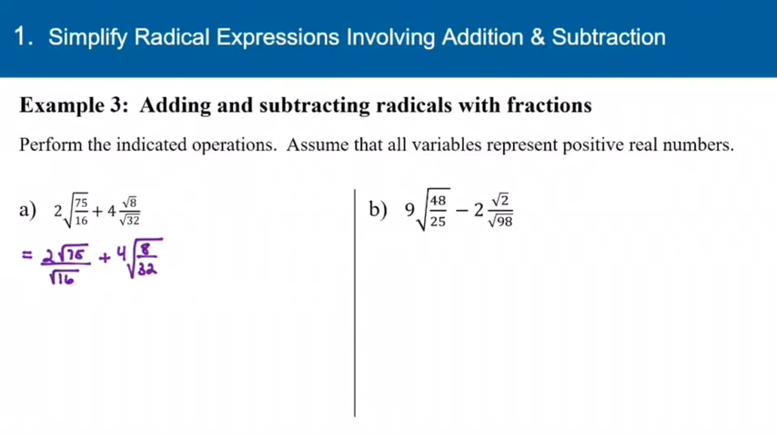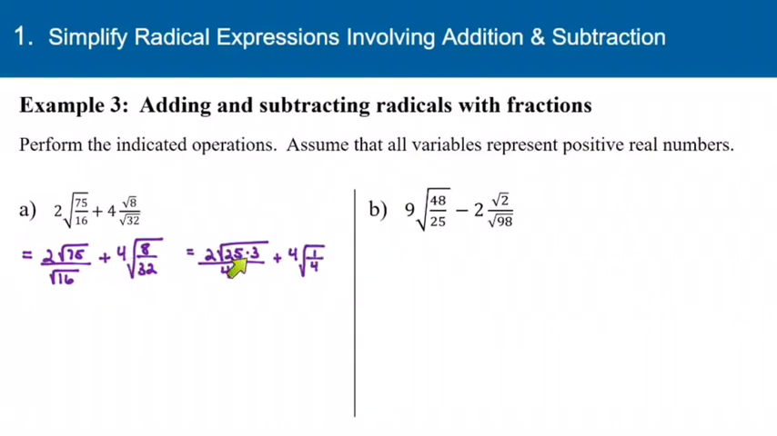You know that from handling quarters. 3 quarters makes 75 cents. So the 75 will break down into 25 times 3. And, of course, square root of 16 is 4. 16 is a perfect square. Over here, on the second term, the 8 over 32 will reduce to 1 over 4 because both of these numbers can be divided by 8.